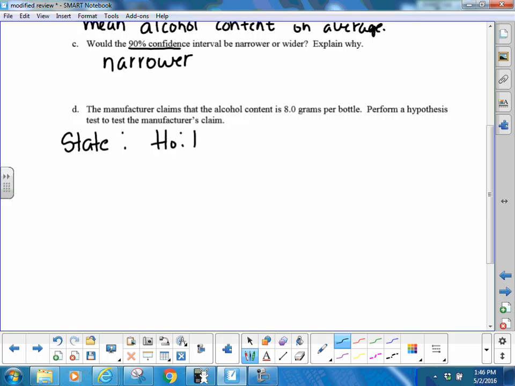My H0 is that the mean is 8. Ha is, they didn't say anything to lead me to believe that it should be anything other than not 8. We could have done less than or greater than, but since we're just testing the point. So far, so good?